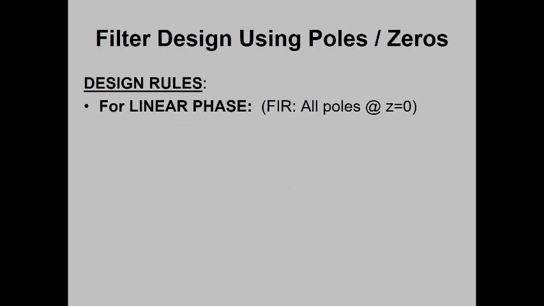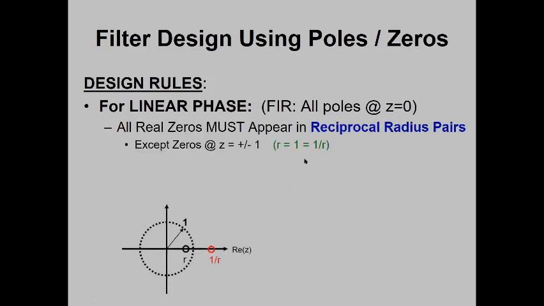Now things get interesting when we start designing linear phase filters. Turns out I can only make linear phase filters out of FIR filters. And so the first requirement to make an FIR filter is that all the poles have to be at z equals 0. It also turns out that if I have a zero on the real axis at some radius r from the origin, to have a linear phase, my filter also has to have another zero at the reciprocal radius, at 1 over r away from the origin.